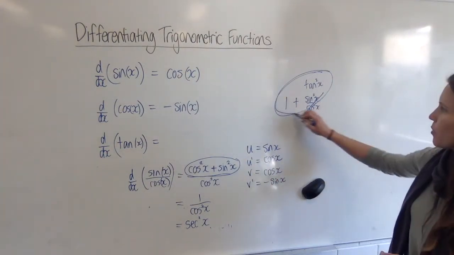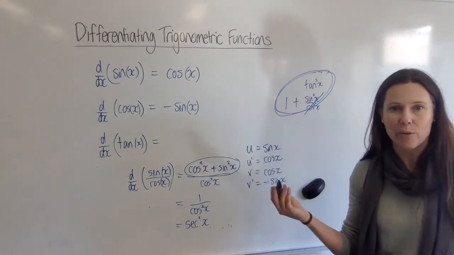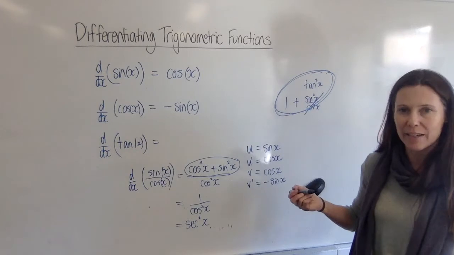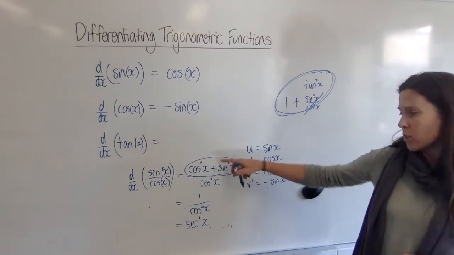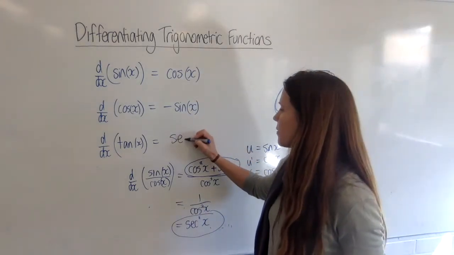Now that's exactly what we would have got if we did it the other way, because 1 plus tan squared x equals sec squared x. That's another one of the Pythagorean identities you can build off this one. So no matter which way you do it, this is what you get. And we can now write that in.